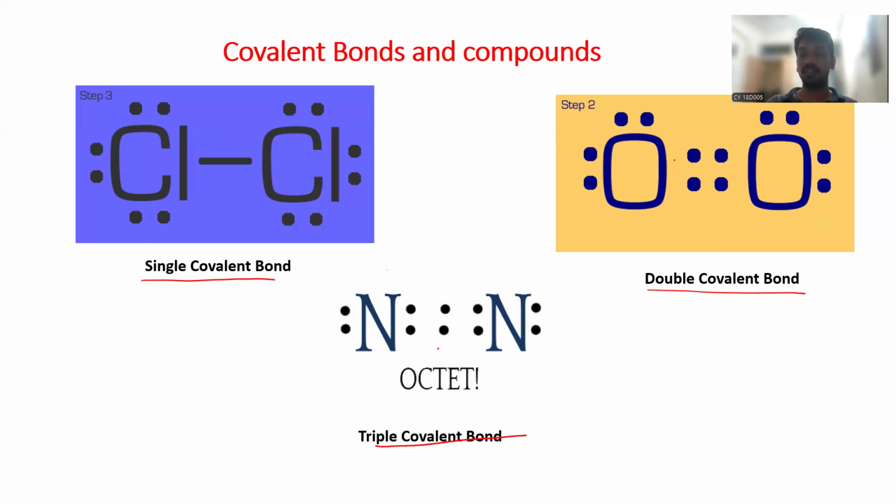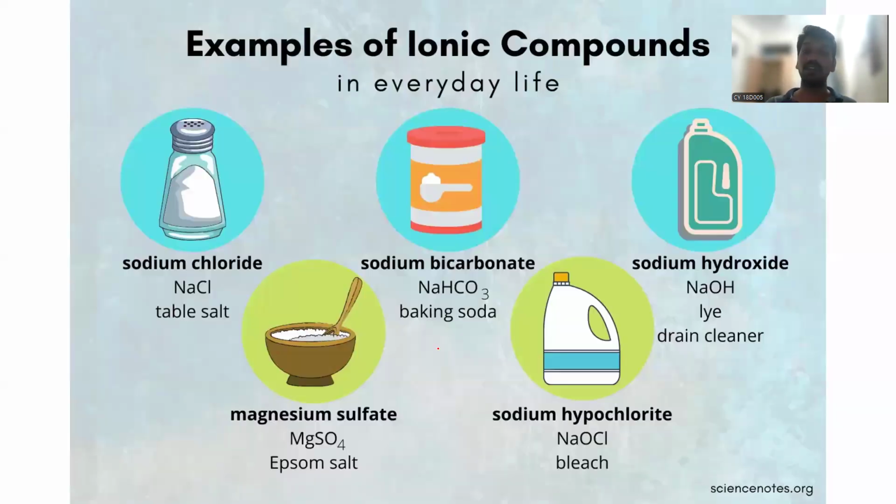Now next we are going to study examples of ionic compounds. Here you can see sodium chloride, which is table salt. Sodium bicarbonate, NaHCO3, is a very basic example, baking soda. Sodium hydroxide is a drain cleaner. Sodium hypochlorite is a bleach. Magnesium sulfate is Epsom salt.